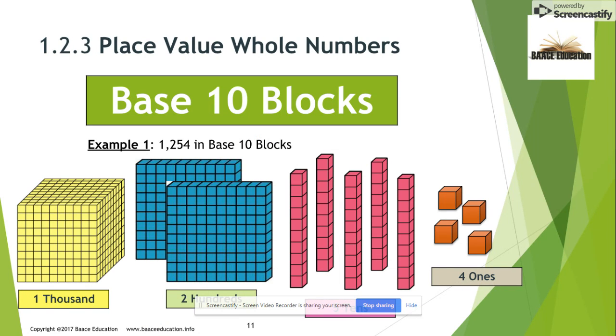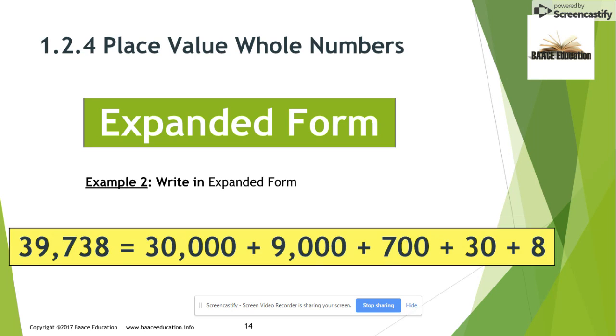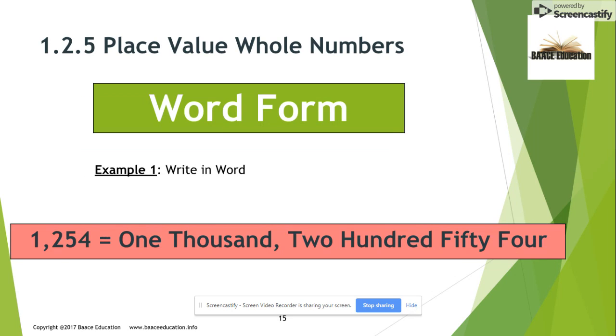And you can also use base 10 to guide you, to be able to understand the numbers. So let's expand the numbers. 1,254, the expansion of that number is 1,000 plus 200 plus 50 plus 4. Another example is 39,738: 30,000 plus 9,000 plus 700 plus 30 plus 8. That gives you the expanded form.